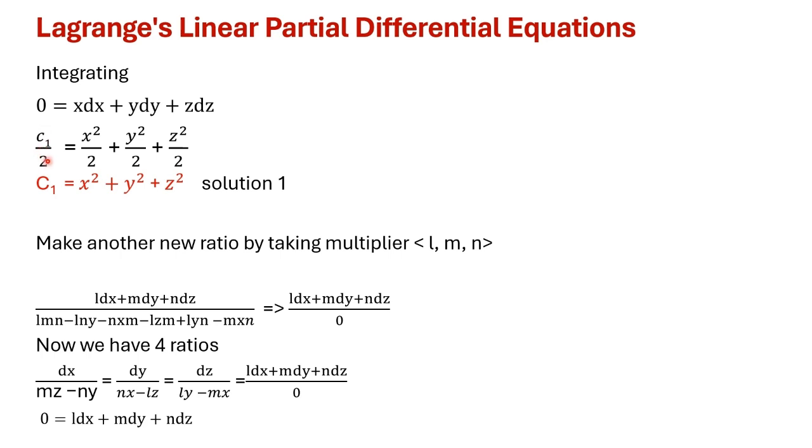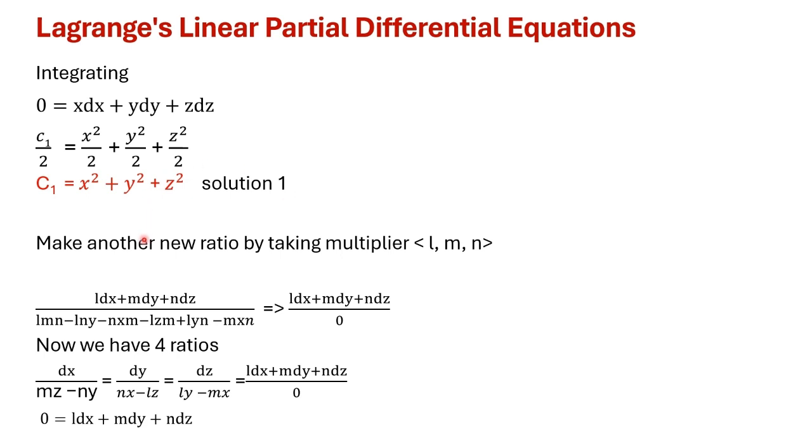It's a constant, so we'll keep here c1, or we can just put 2 also. The 2 is also a constant for ease of computation. And this will become x square by 2 plus y square by 2 plus z square by 2, and all these 2 can get cancelled, and we get c1 is equal to x square plus y square plus z square. This is the solution. Now this is solution 1.